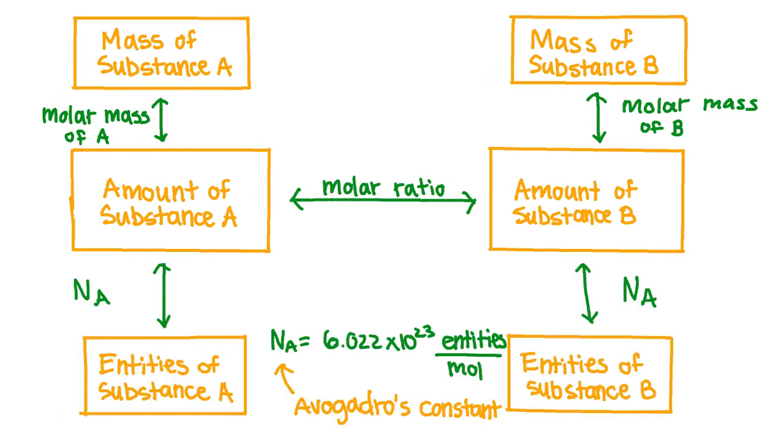Though it didn't come up in this video, sometimes problems will ask us to solve for the number of entities, meaning the number of atoms or molecules that are in a sample of a substance, which we can do by using Avogadro's constant, which tells us the number of entities that are in a mole. If we ever get stuck solving a problem, we can use this chart by starting with what we're given and following it around until we have the quantity that we're interested in solving for. So now let's apply everything that we've learned to some examples.